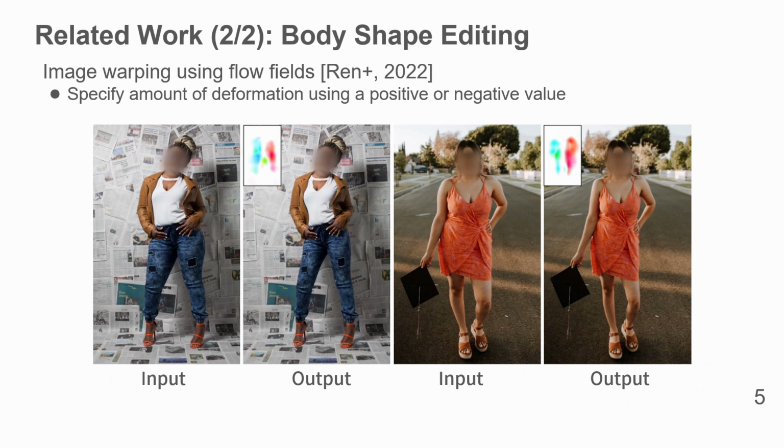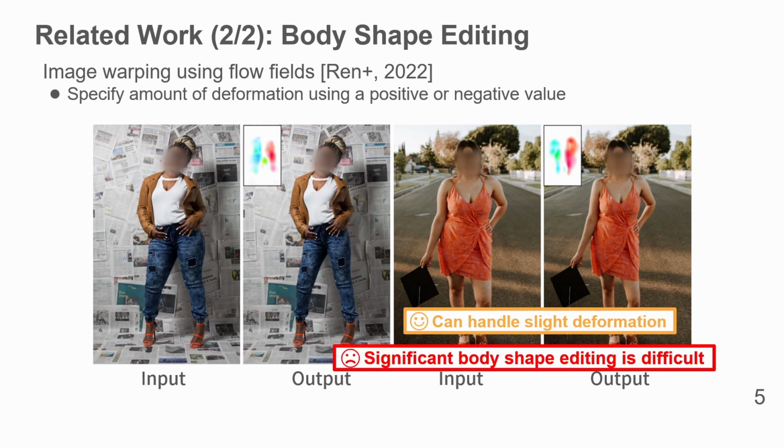For body shape editing, Ren et al. also employed image warping using flow fields to enable slight body shape deformation. However, since this method is based on image warping, significant body shape editing is difficult and causes unnatural artifacts. Next, we explain our method.